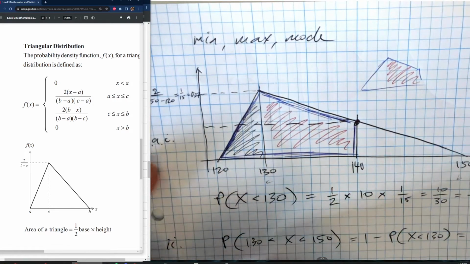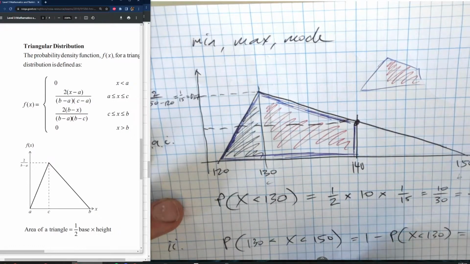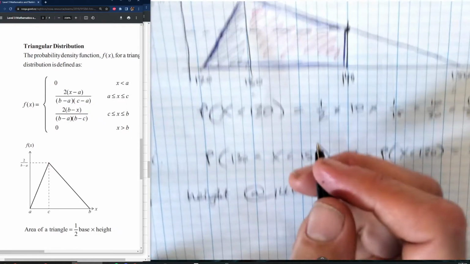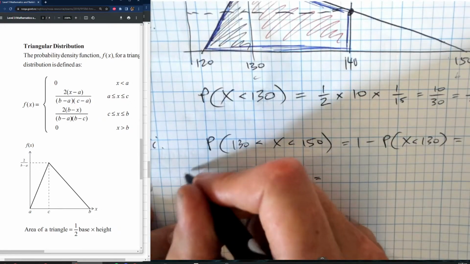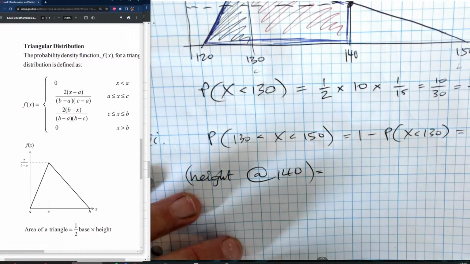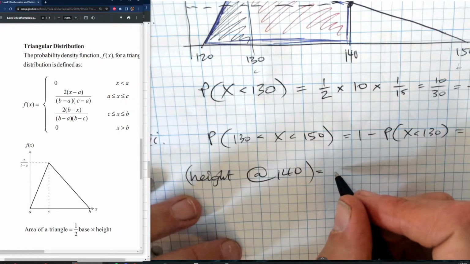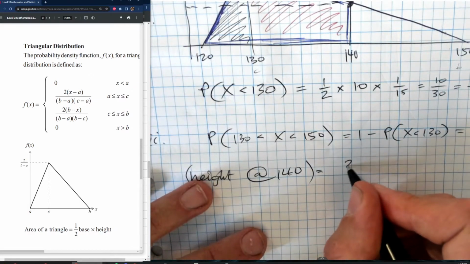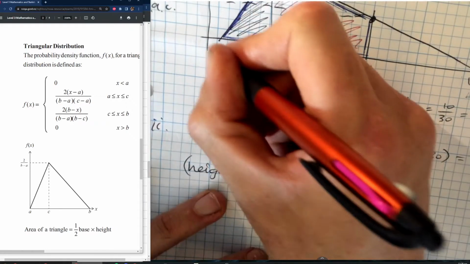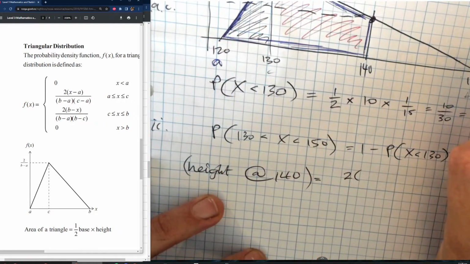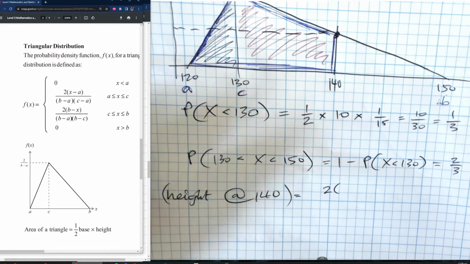Okay, so let's do it. Height at 140. I like calling out height. They use f of x, but that's a little confusing, introducing function notation to people doing distributions exams. Okay, I also like to label these because I get confused very easily. A is this one, B is this one, and C is this one. That's going to be helpful.